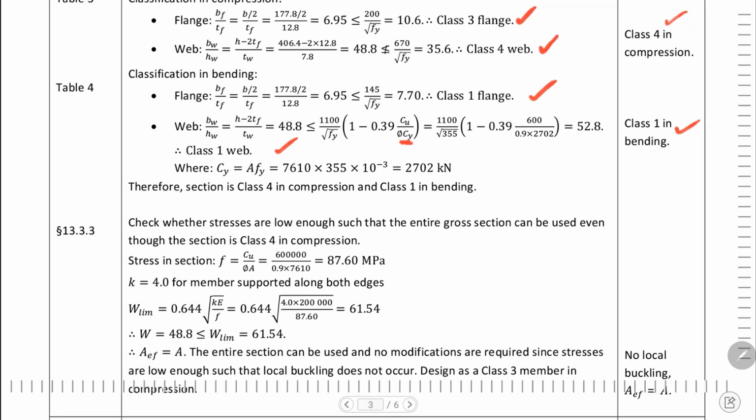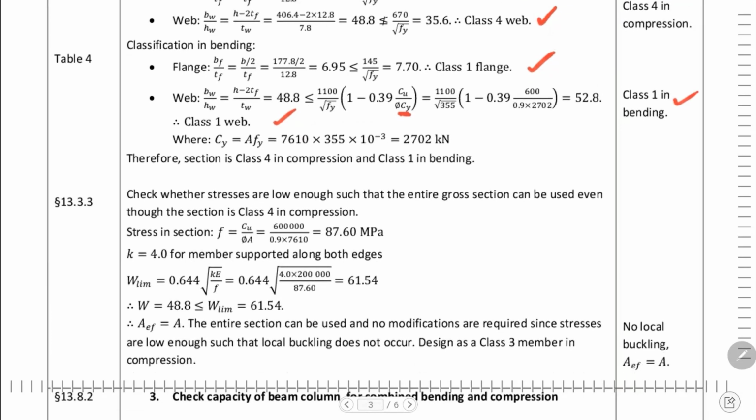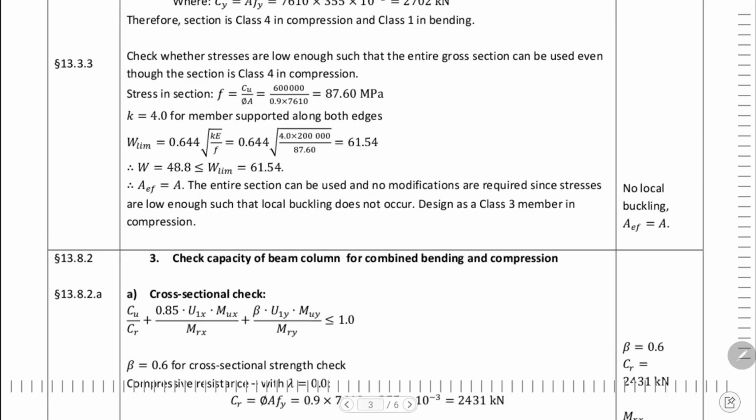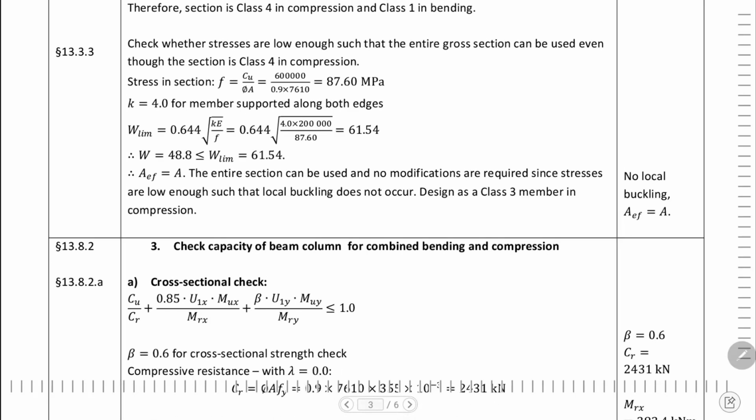So now we need to see, will it experience local buckling? Class 4 means it might, not necessarily. But now let's check whether stresses are low enough such the entire gross section can be used. And so we do that. The stress is as calculated. We've got our compressive load, we get our stress. You can see that stress is actually quite low. It's a 355 steel, and we've got less than 100 MPa stress.